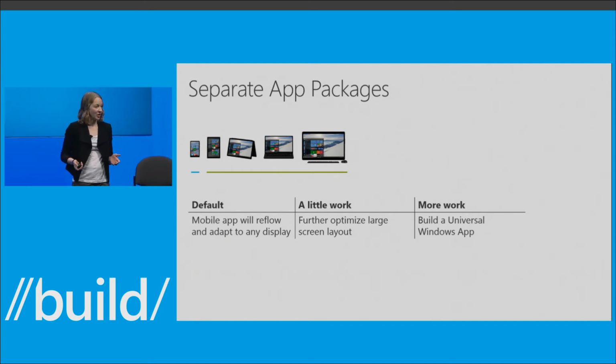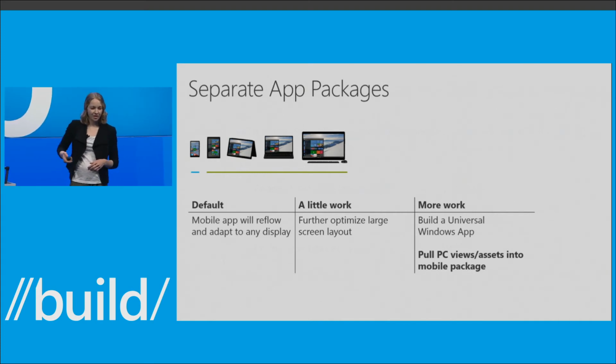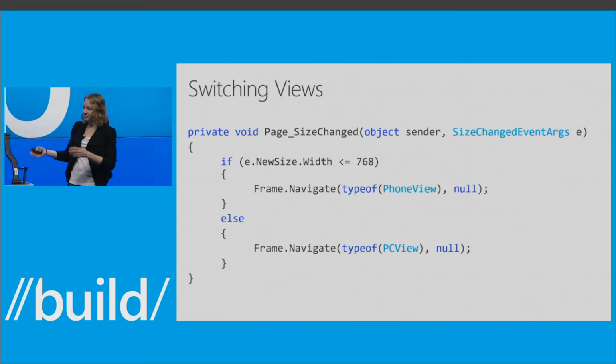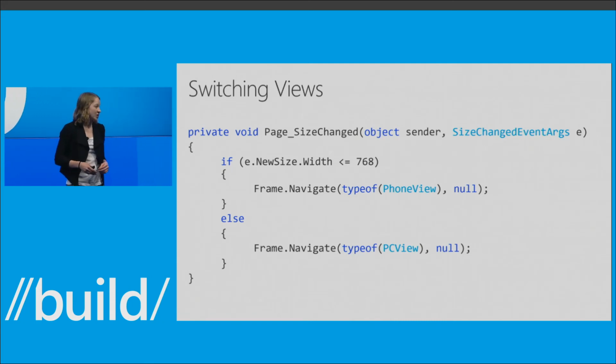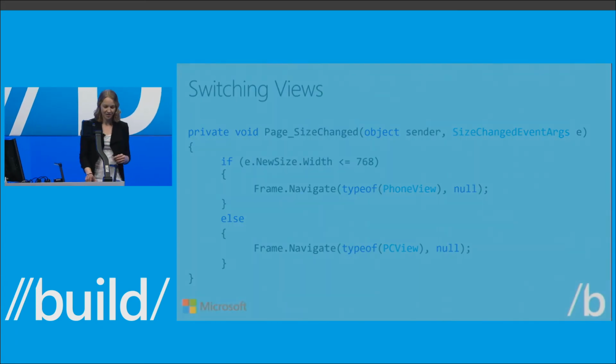Now, if you want to do a little bit more work and leverage the work you've done for the desktop, then it's up to you to actually pull assets or views from your PC application into your mobile app package and do the work to switch between them. Here's a really simple example. You could think of the logic as, hey, if the screen size is smaller than a phone, use my phone view. And if you want to pull your PC view in, you can use that PC view on larger screens. Now, obviously, this is very simplistic, and you probably would want to do things like save your app state and make sure you're refreshing content correctly whenever you switch views. So we'll go back to the phone and look at another example of what this could look like.